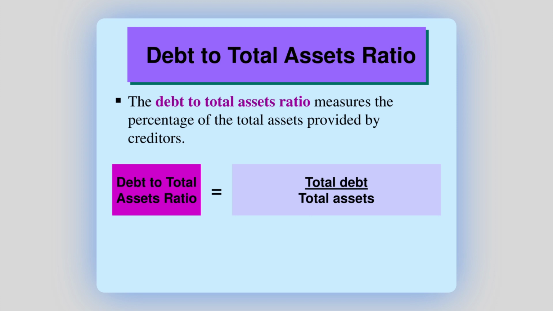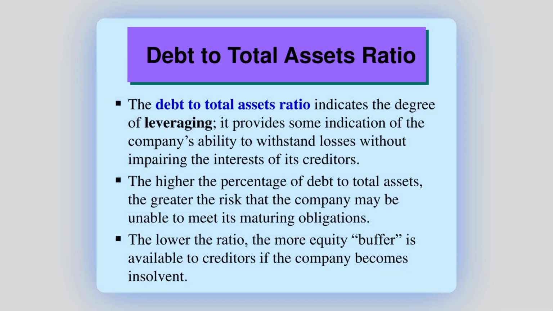Debt to asset ratio. So debt to asset ratio, the formula here is total debt divided by your total assets. So same as kanina, yung ating vertical analysis because your denominator is your total assets. Okay? So again, that would be your formula. Okay? So debt to asset ratio indicates the degree of leveraging. Pag leveraging naman kasi class is more on risk, 'di ba? It provides some indication of the company's ability to withstand losses without impairing the interest of our creditors.